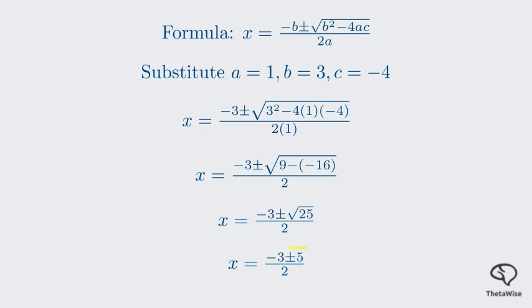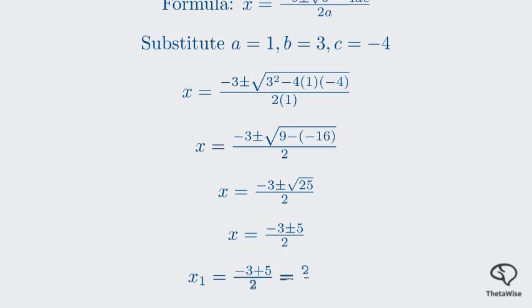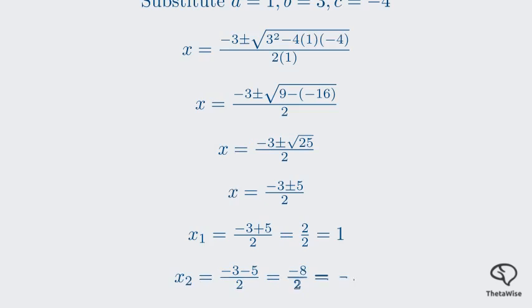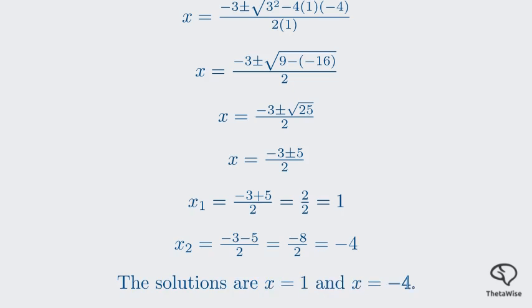Notice the plus or minus sign. This is very important. It means we have two possible solutions for x. One solution uses the plus sign. x equals negative 3 plus 5 divided by 2, which is 2 divided by 2, or 1. The other solution uses the minus sign. x equals negative 3 minus 5 divided by 2, which is negative 8 divided by 2, or negative 4. So, the solutions to our equation, x squared plus 3x equals 4, are x equals 1 and x equals negative 4. These are the two values of x that make the original equation true.